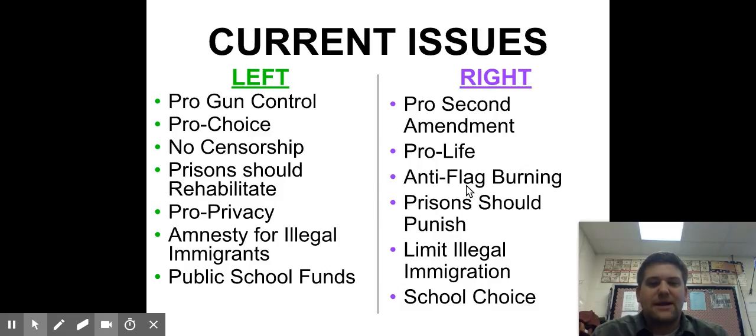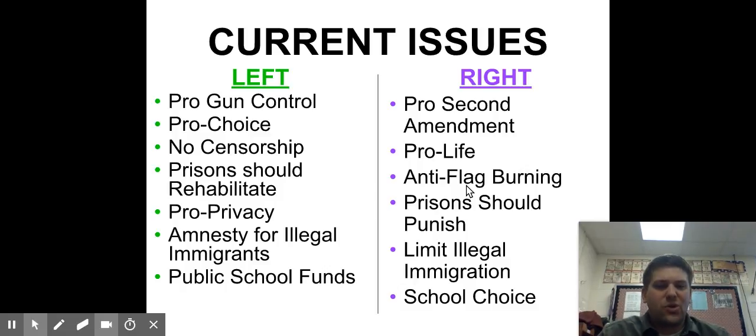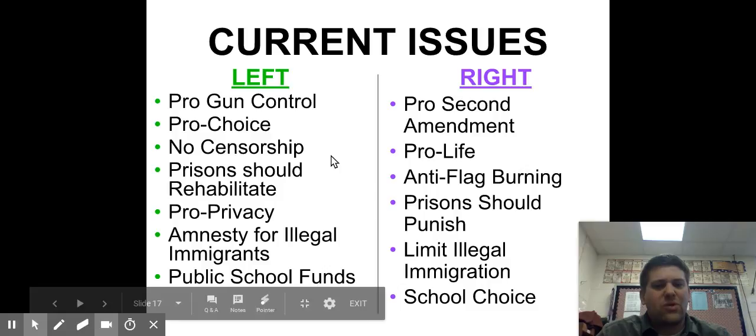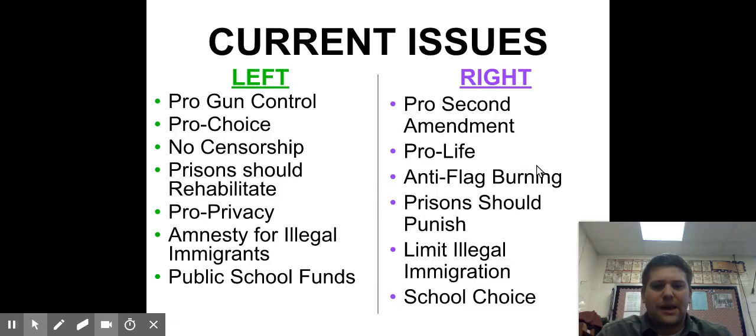They tend to be anti-flag burning because of the symbolism behind the American flag, but that really is more of a free speech issue that people on the left and right side of the spectrum can disagree upon. But they might not say we want a law against flag burning, but they would definitely say that they don't like it.